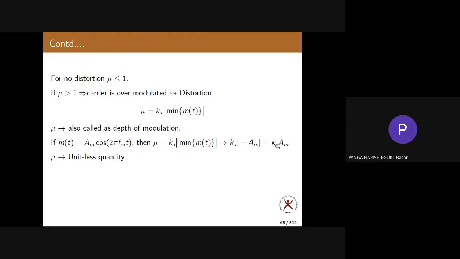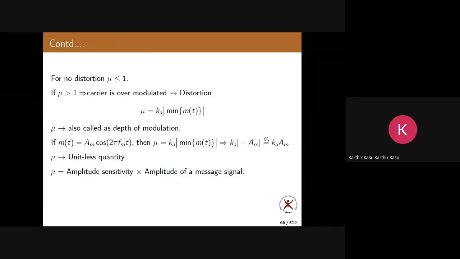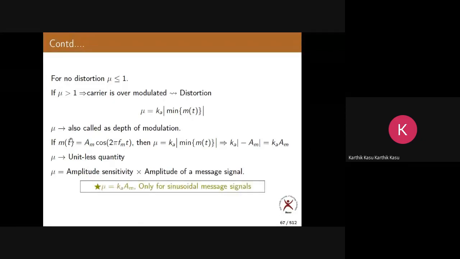So mu equal to, what is Ka called? Amplitude sensitivity, I told you already, into the amplitude of the message signal. So mu equal to Ka into Am. Ka is the amplitude sensitivity, and Am is the amplitude of the message signal m of t. Correct? Okay. So mu equal to Ka Am.